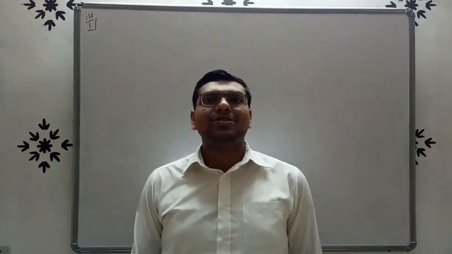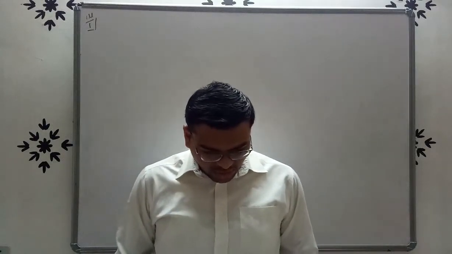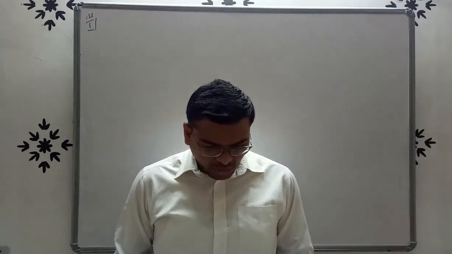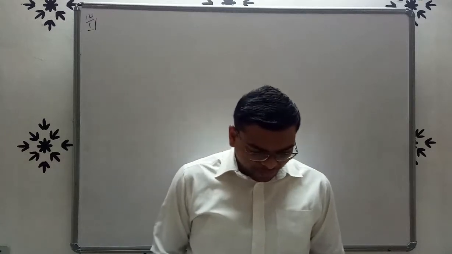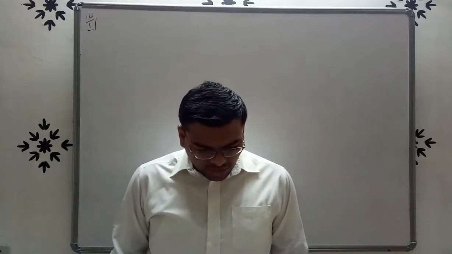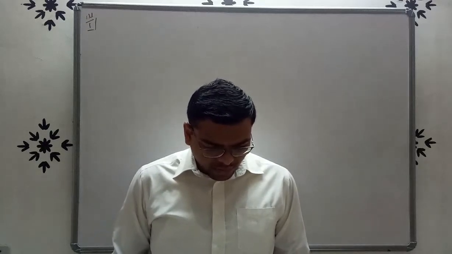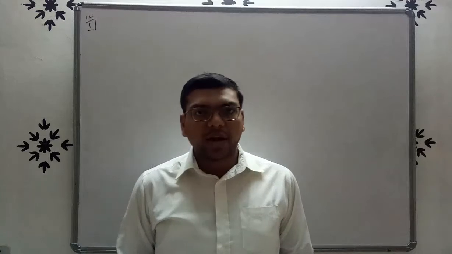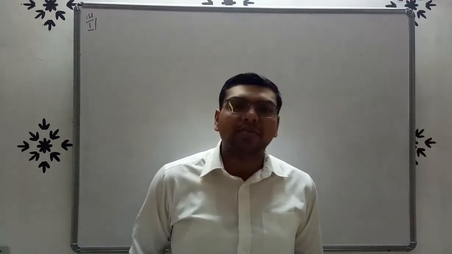Hello friends, illustration 1. Estimate the average drift speed of conduction electrons in a copper wire of cross-sectional area 1 × 10^-7 m², carrying a current of 1.5 ampere. Assume that the copper atom contributes roughly 1 conduction electron. The density of copper is 9 × 10^3 kg per meter cube, and the atomic mass is 63.58.